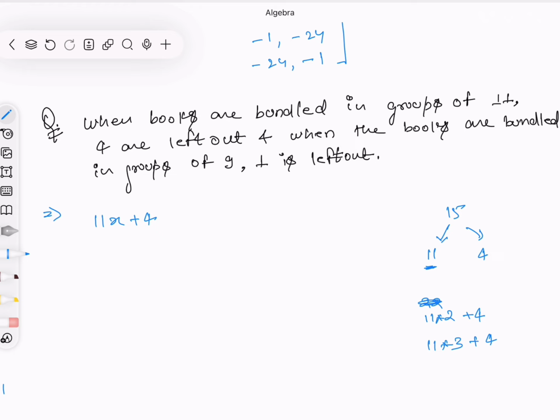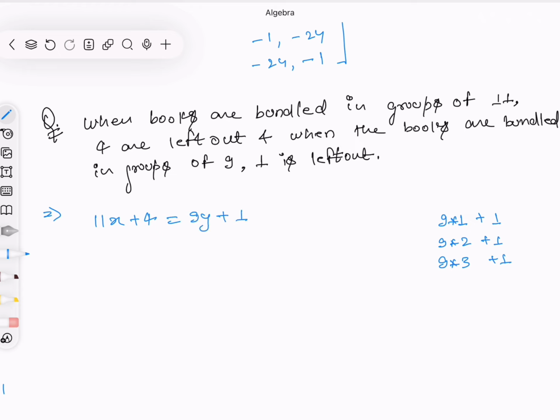Then they have given another condition. They are saying that if they are bundled in groups of 9, that is 9 multiplied by 1, that is there is only one bundle, then 1 will be left out. If I have two bundles, 1 will be left out. If I have three bundles, 1 will be left out. So can I write it like this? 9y plus 1. The total number will be the same whether I use bundles of 11 or bundles of 9. So this is something that you need to reach first to move further. Can I write this equation as 11x plus 3?